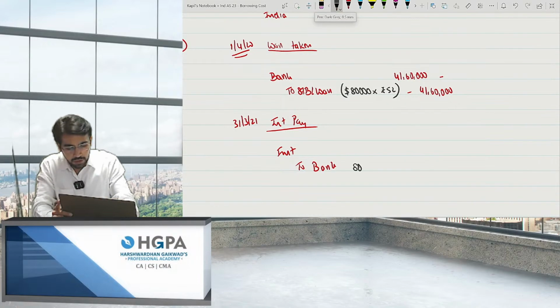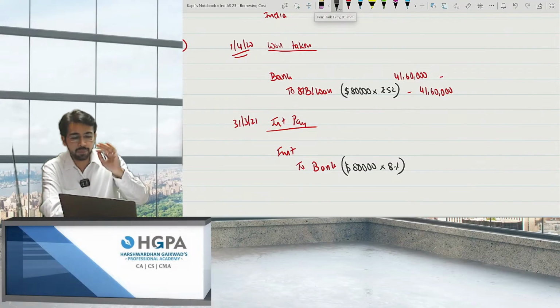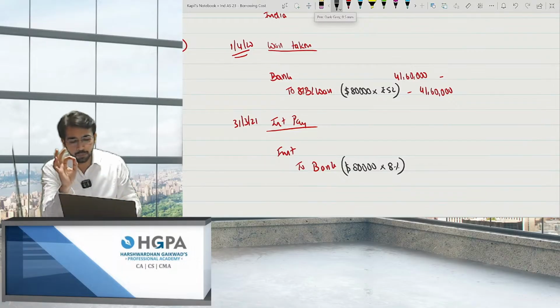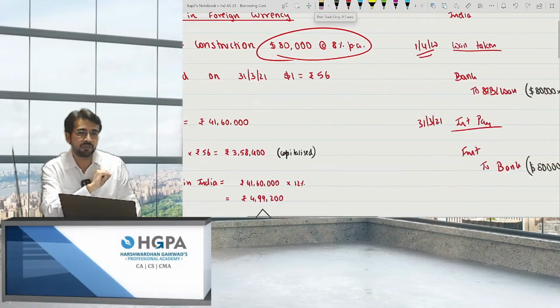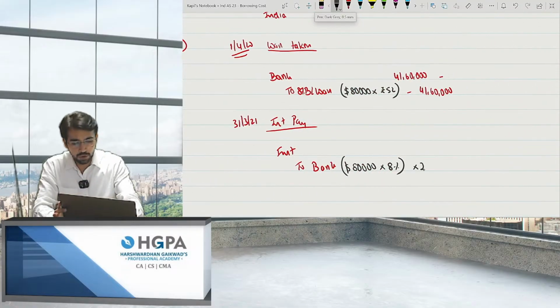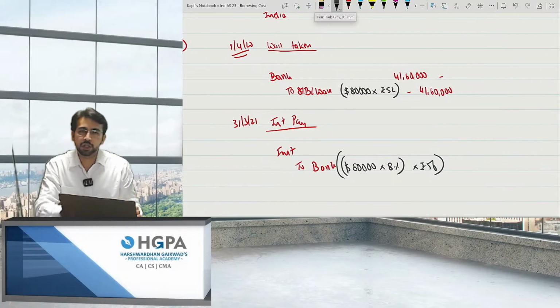Obviously, it will be $80,000 into 8% because you have taken the loan in dollars. But are you paying the interest on the first day? No, you are paying on the last day. The problem is the rate turned to 56. Obviously, you have to pay by 56 now. So you'll multiply by rupees 56. This is the amount of interest paid. Okay. Can you capitalize this? The answer is yes. It was for construction. You can capitalize it.